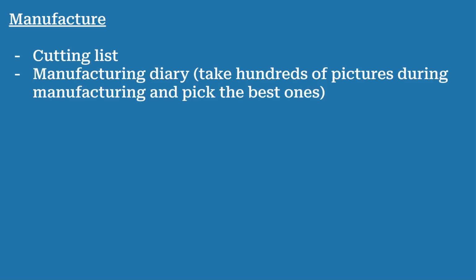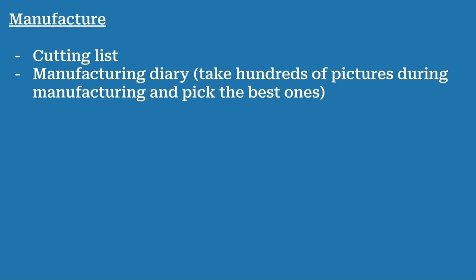Okay, now we get onto the making stage. The first page should be a cutting list of all the materials you will need, along with justifications why you have chosen that material. Then we get onto the main bit, which is the manufacturing diary. I recommend you take literally hundreds of pictures throughout your manufacturing process, and then you can pick some from each step to narrate the whole process.